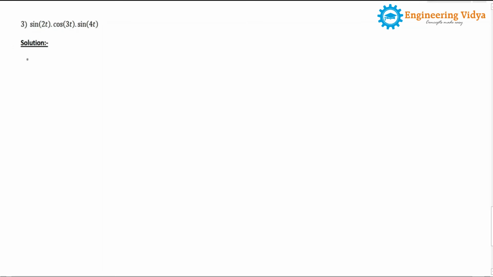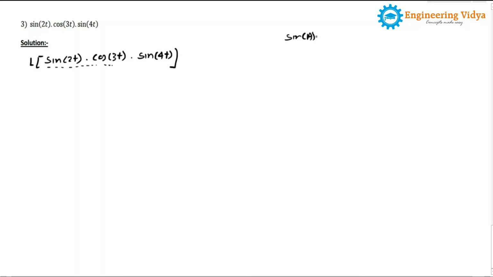In problem number 3, here we need to find the Laplace transform of sin 2t into cos 3t into sin 4t, right? So here we'll write the Laplace transform of sin 2t multiplied by cos 3t and multiplied by sin 4t, right? As usual, I will consider the first two terms and apply the defactorization formula, since already we know the formula of sin a into cos b, right?